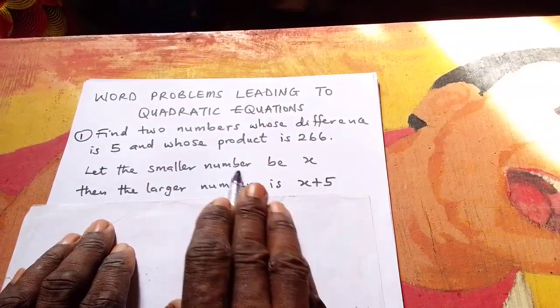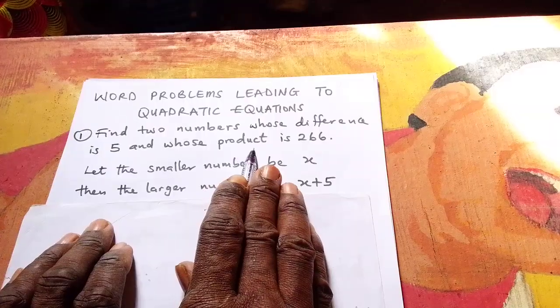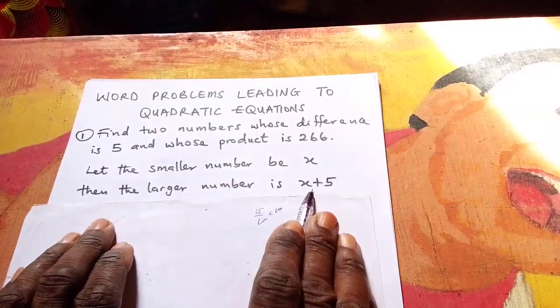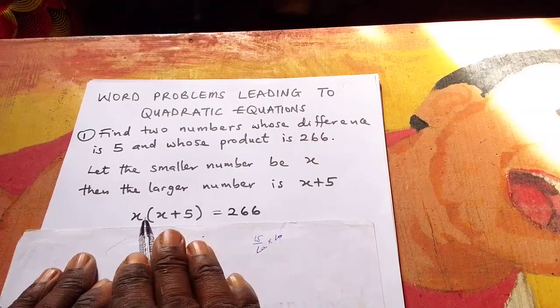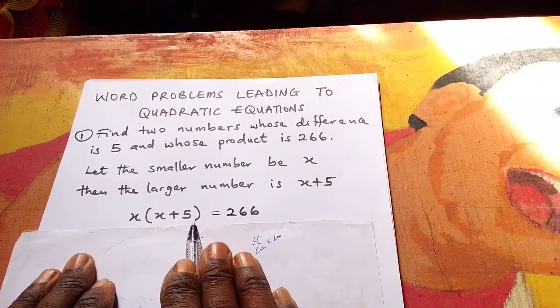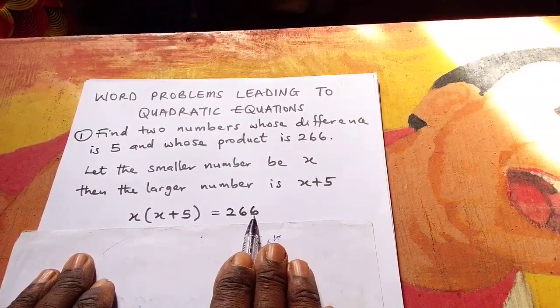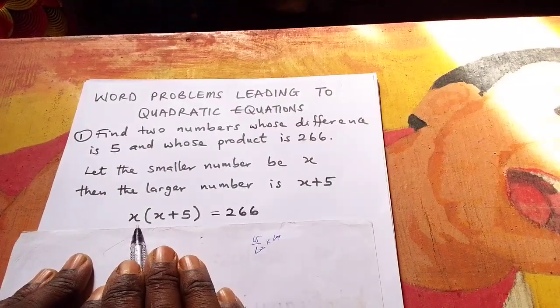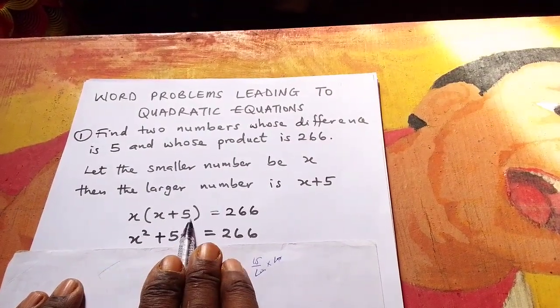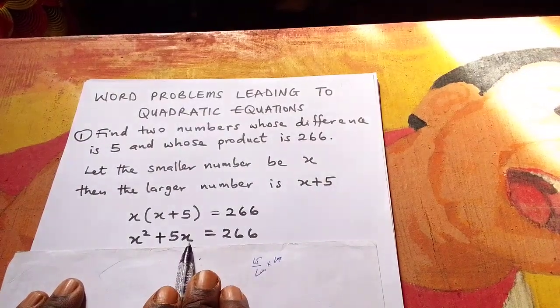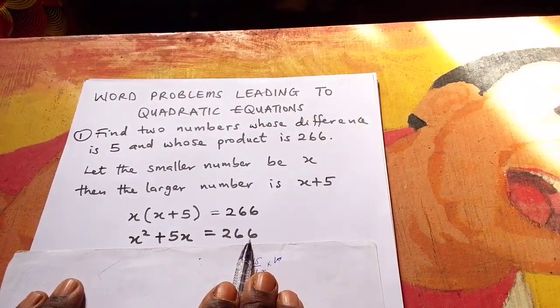Now when you find their product, that means if you multiply x and x plus 5, it will give you 266. So x times x plus 5 gives you 266. Now let's open the bracket. x times x will give us x squared. x times 5 will give us 5x, is equal to 266.